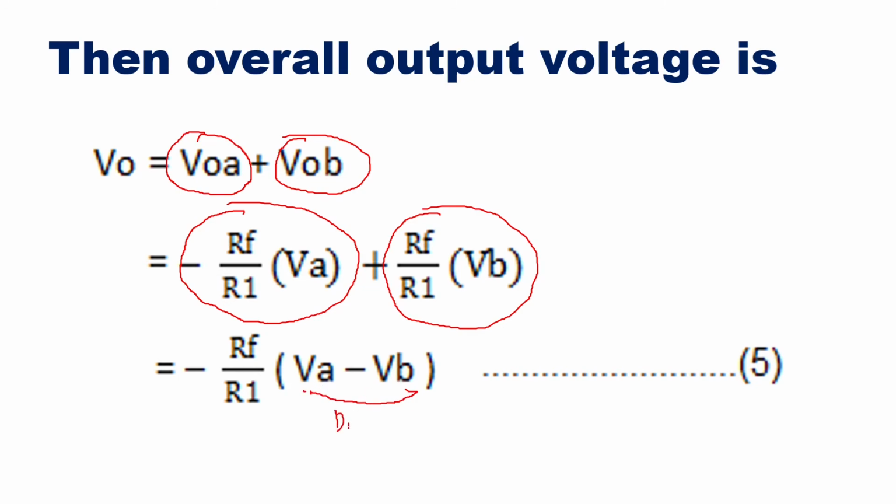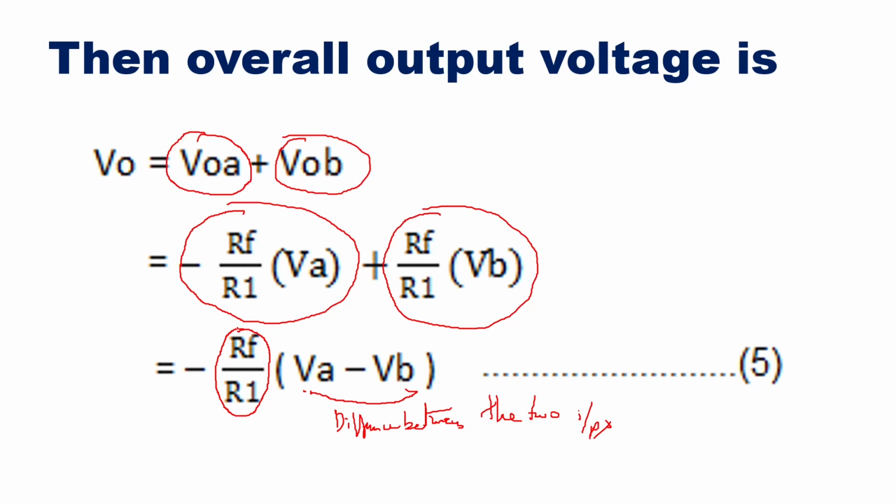This is the difference between the two inputs. And this is the gain: minus RF upon R1 will be the gain. So this circuit is giving you the difference between the two inputs. And because it is giving you the difference between the two inputs, you can call it a difference amplifier. So this is how you can show how an op-amp can be used as a difference amplifier.